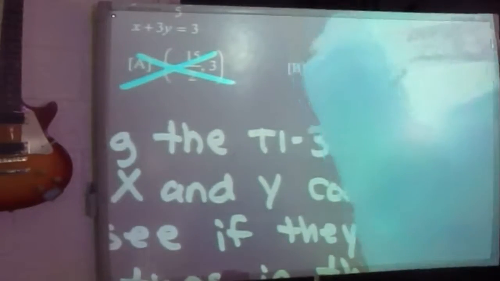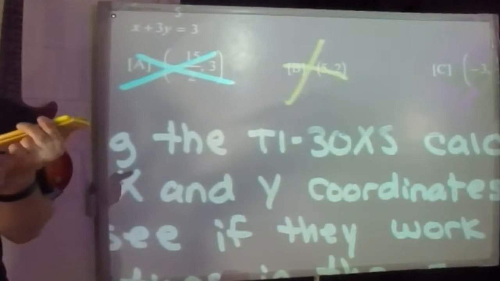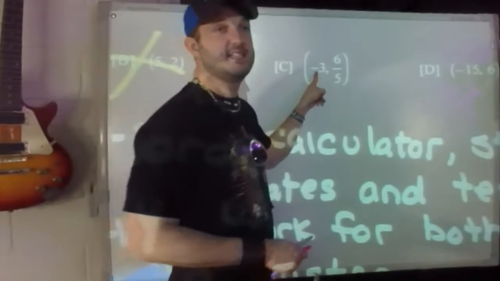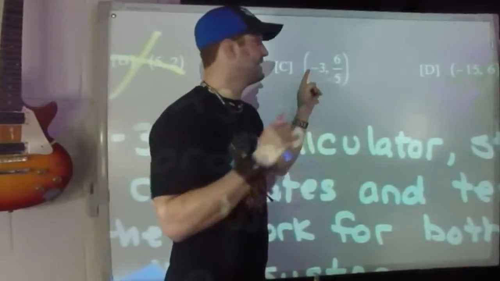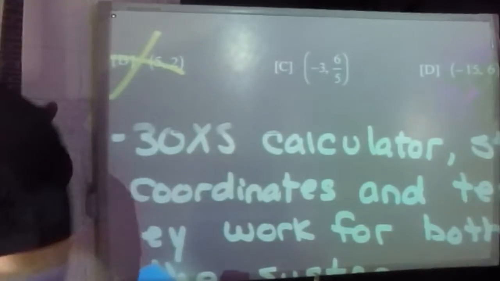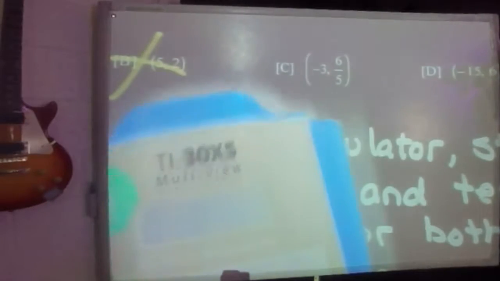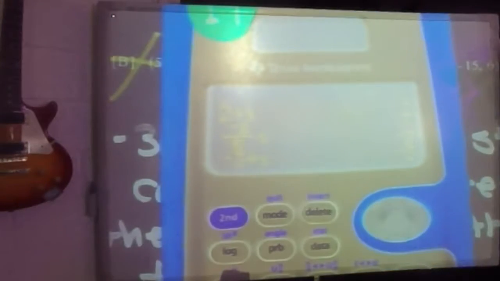Don't clear your calculator until you're completely done with the problem. All right, if you're going to do C, we're going to store negative 3 as x, and then this as y. So just get really quick at doing that. Negative 3 stores x. 6/5 stores y. And let's go back and try this again.